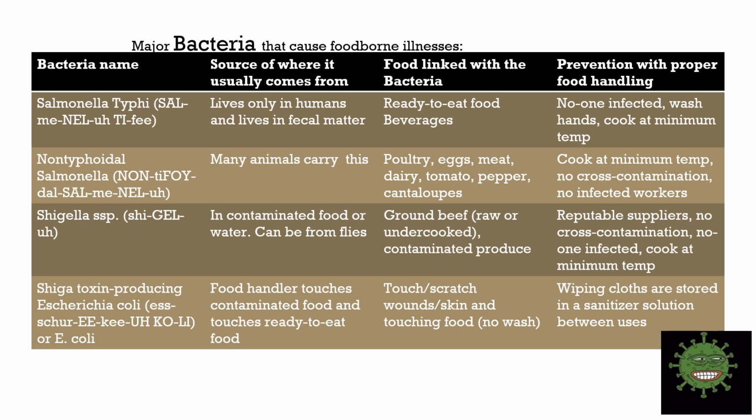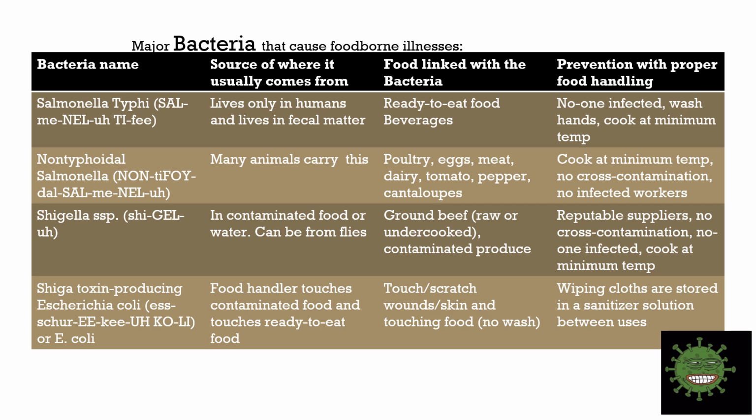For the next bacteria, the non-typhoidal Salmonella, it usually comes from many animals. Foods linked with this bacteria are usually poultry, eggs, meat, dairy, tomatoes, peppers, and cantaloupes. Prevention with proper food handling is to cook it at minimum temperatures, no cross contamination, and no infected workers.